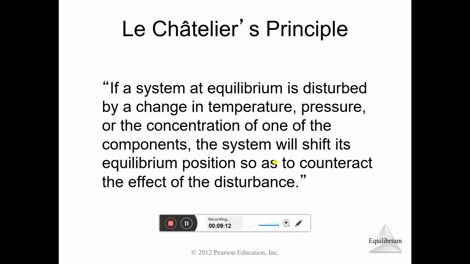So here's the principle. If a system at equilibrium is disturbed by a change in temperature, pressure, or concentration of the components, the system will shift its equilibrium position so as to counteract the effect of the disturbance. Now, when it shifts back to equilibrium, I use the term back loosely. It's not really shifting back to where it was. It is shifting to an equilibrium, but now we're at a new, different equilibrium.